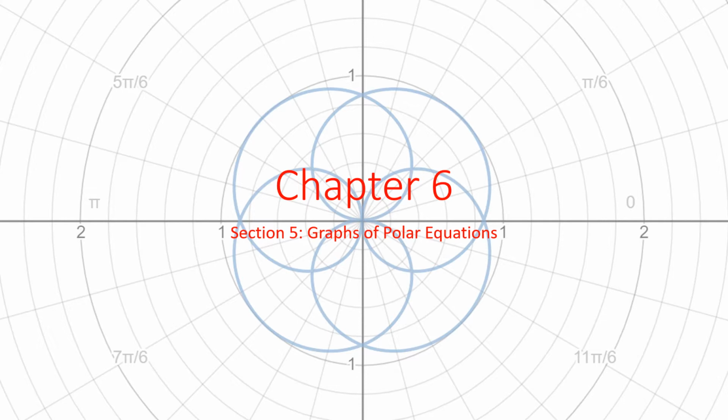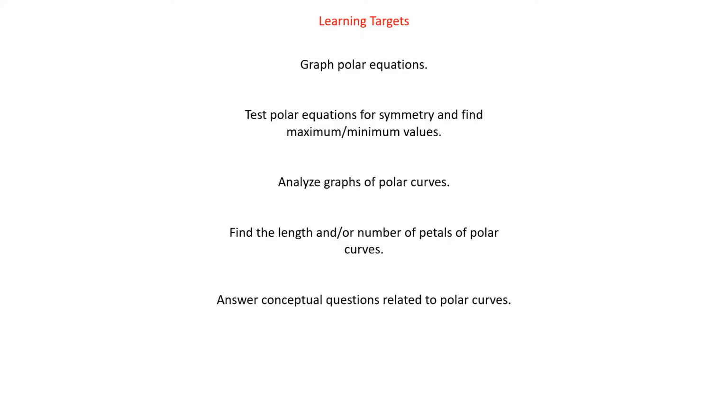Now, just like with functions, there's a lot of different types of graphs that could happen. We're just going to look at a couple of the more common types. So our learning targets, we can graph polar equations. And polar equations, by the way, are just r equals something with a theta in it. So instead of y equals something with an x in it, r equals something with a theta. A lot of times it's going to be a sine or cosine of theta.